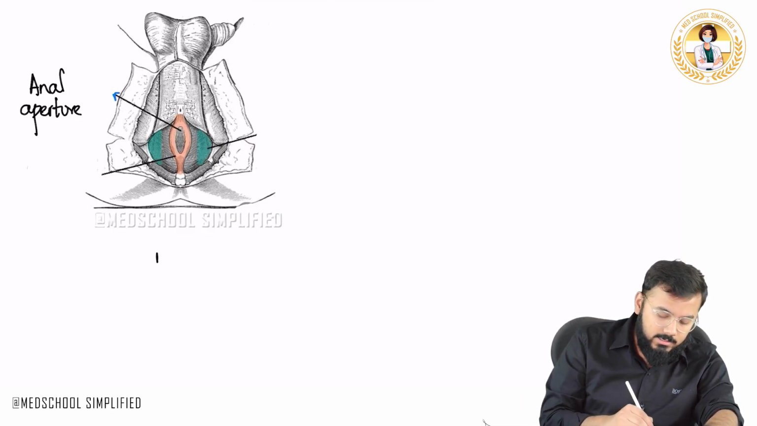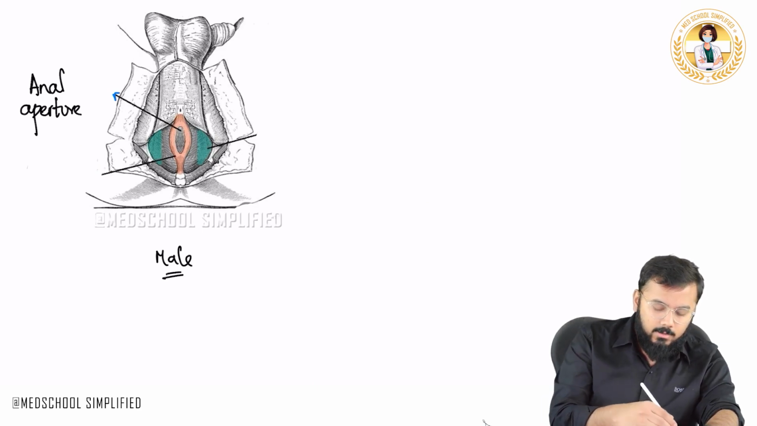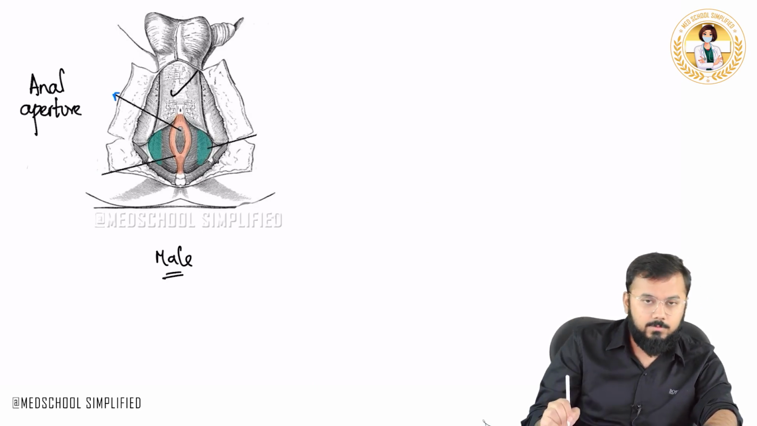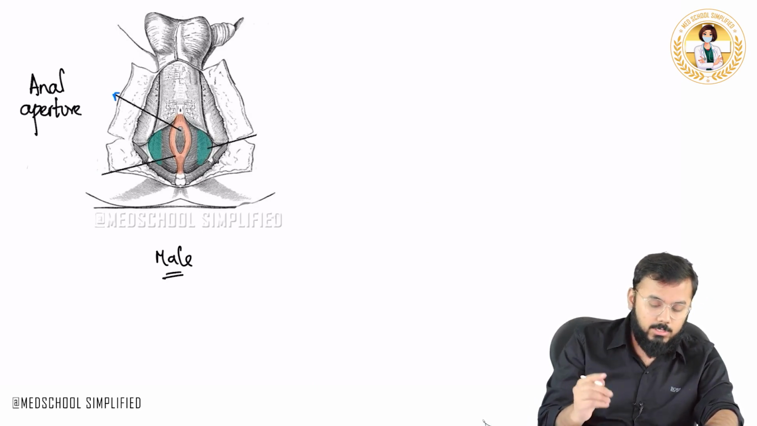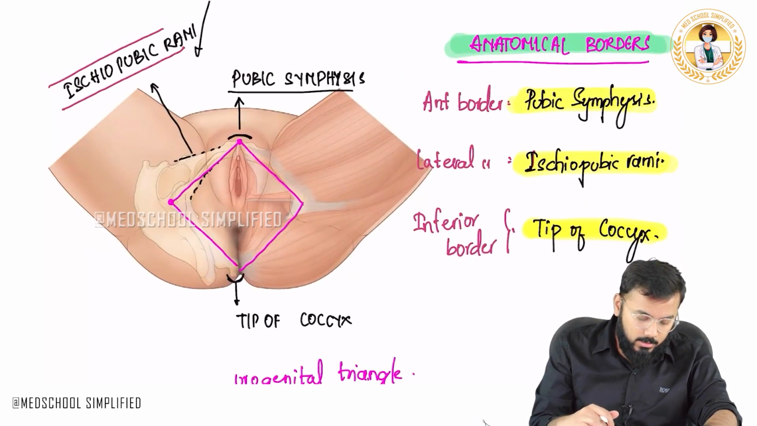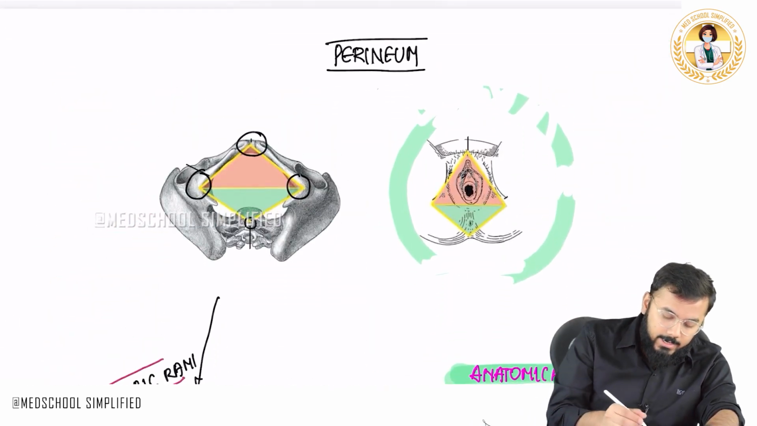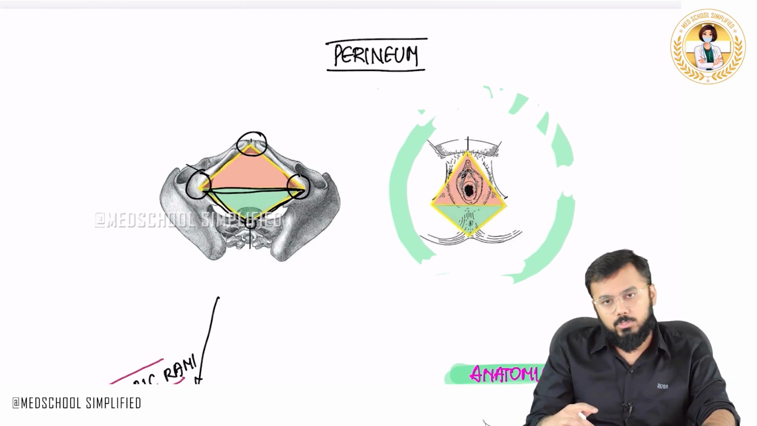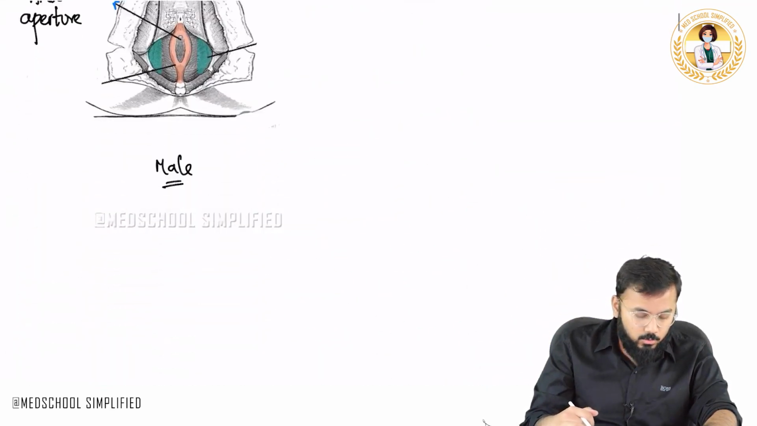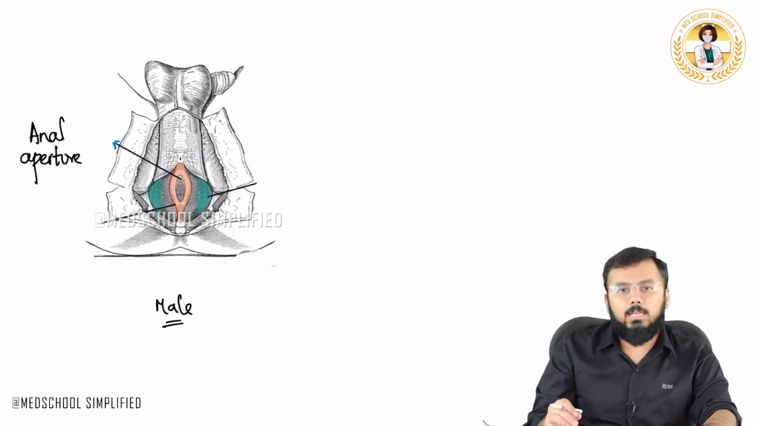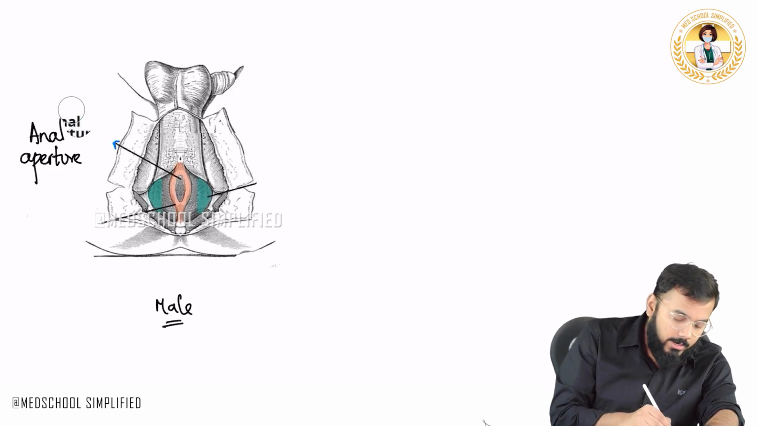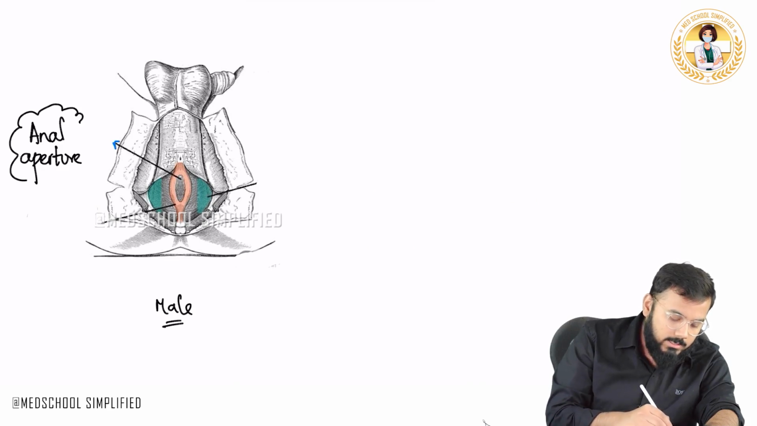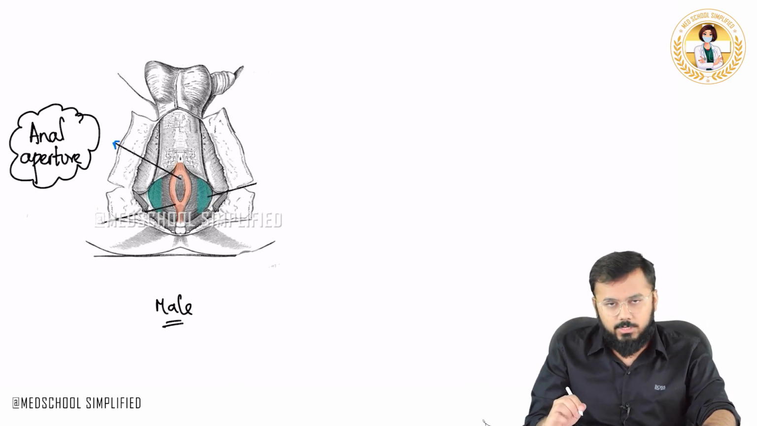So this is a male patient, where we are discussing the posterior anal triangle, and this is his penis. Now look at the posterior anal triangle. See this green color triangle, which is called your posterior anal triangle. In this posterior anal triangle, what are the contents? The first content I have already told you: the anal aperture. This is the first important structure.